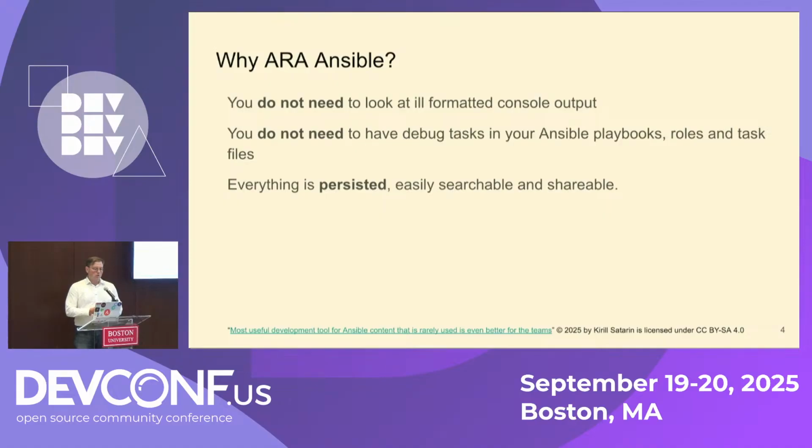So why would anyone use ARA? Yeah. You don't need to look at any console output. You have everything in a nice web UI, always formatted, ready for you to search and to share with your colleagues. You don't need to put in any debug tasks, the Ansible built-in debug, where you put something to understand what's actually happening in your playbook. You don't need those things because everything is stored persistently. You can check it later, in one year, to compare your playbook runs.